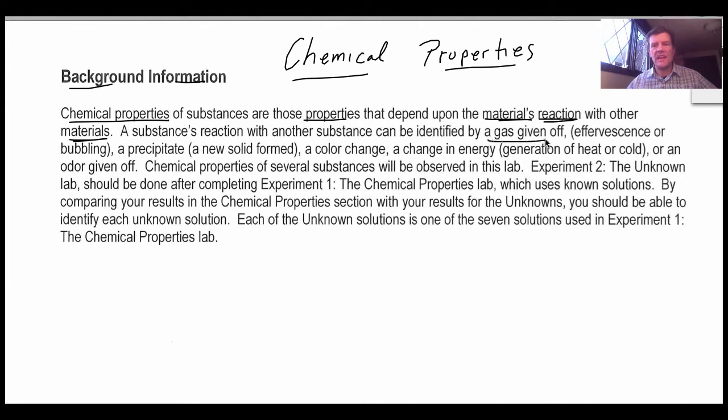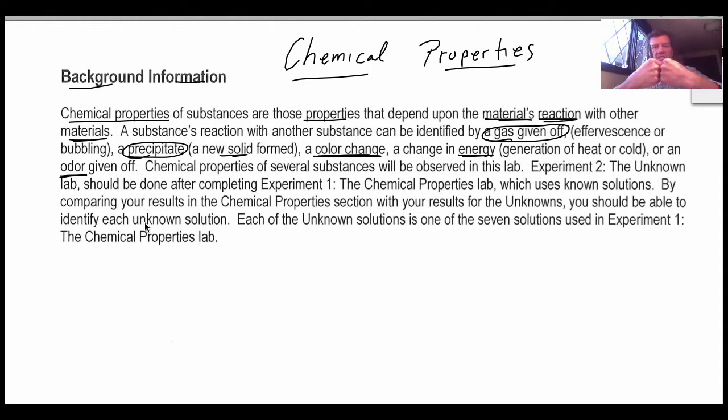You might see a gas being given off. You might see a precipitate that is formed. That's a solid. You might see a color change. You might see a change in energy. Either heat is given off or heat is absorbed. Or you might even detect an odor. Okay? So those are just observations that we make that might help us determine if a chemical reaction has occurred and we now have something new, substances different than what we had before.